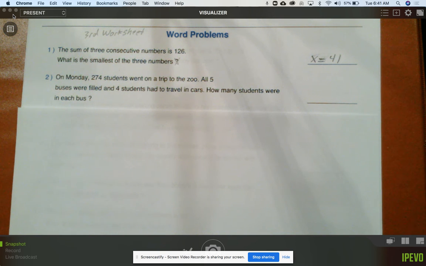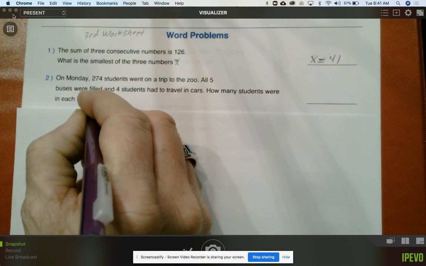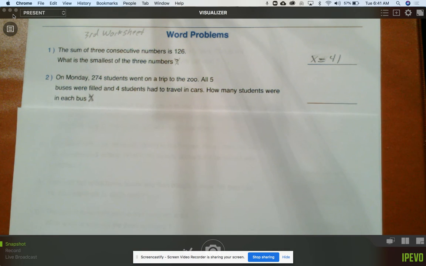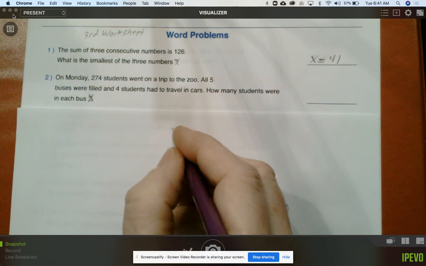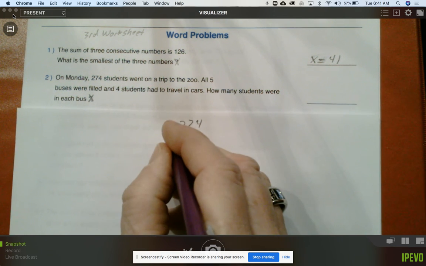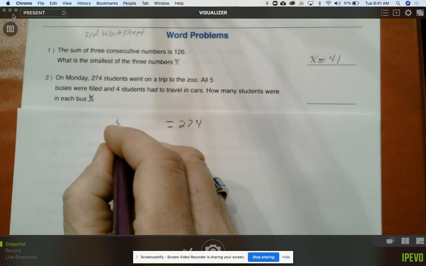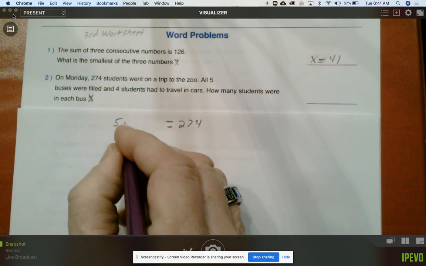How many students were in each bus? So I'm going to assign that as X. So when I find out what X is, it answers the question, how many students were in each bus? So now let's look and see what this would be. I know I have a total of 274. I like to take whatever the total number is and put it on the right side of the equation. All 5 buses were filled and 4 students. So I have 5 buses times the number of students on each bus.